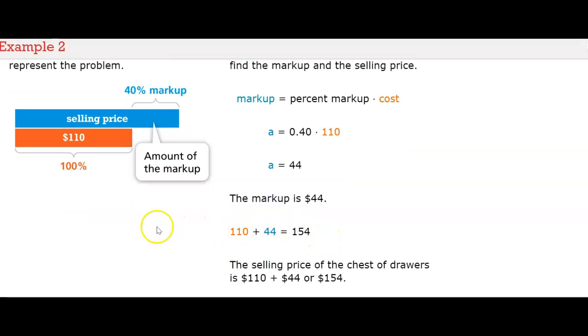And just to check our work, you just add the 110 and 44 to get 154. So they're adding that $44 to the original cost, and that's what they're selling it for.